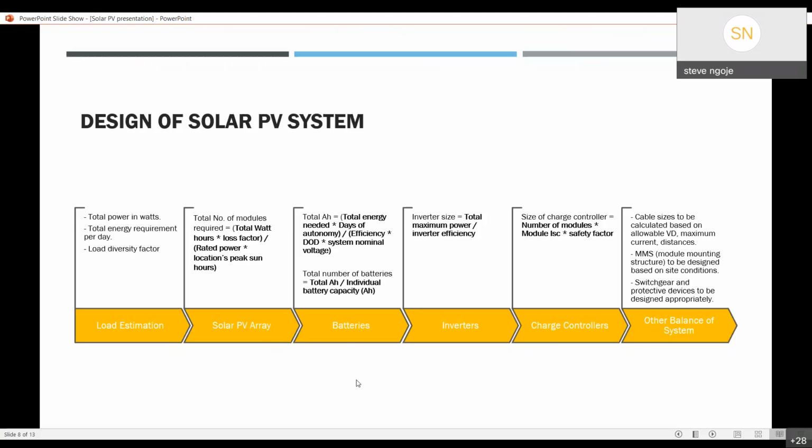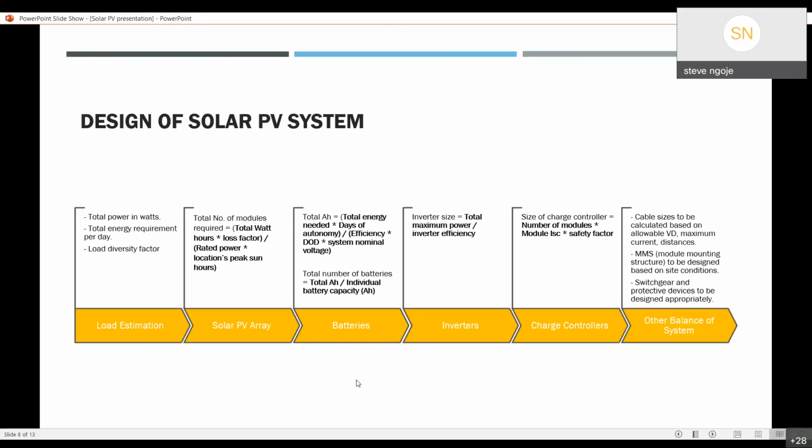So most people will use around 1.2, some will use around 1.3. Just remember that it affects your system size in the long run. So you want to be as efficient as possible with that as well, and balance it with how much you're willing to spend on the system. But the total watt hours times the loss factor, for example, 1,000 watt hours times 1.2, is now 1,200. We need to divide that by the rated power.